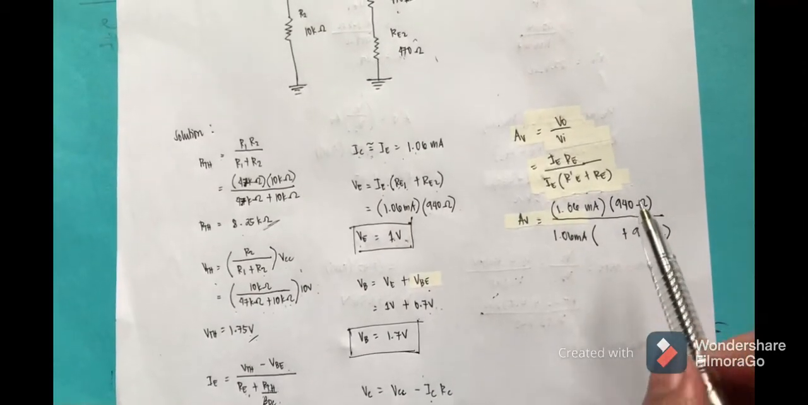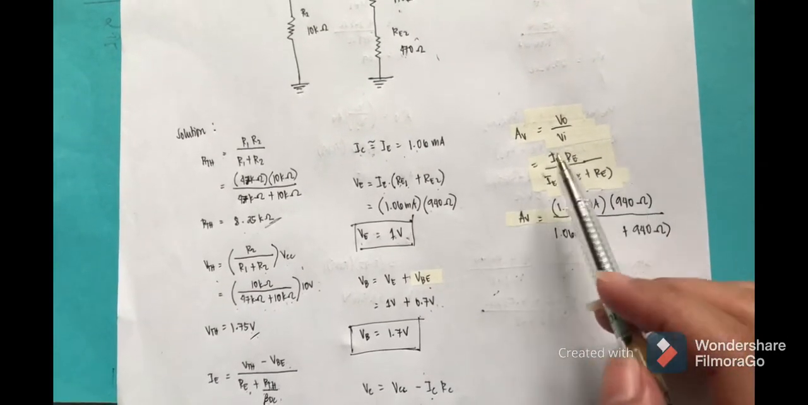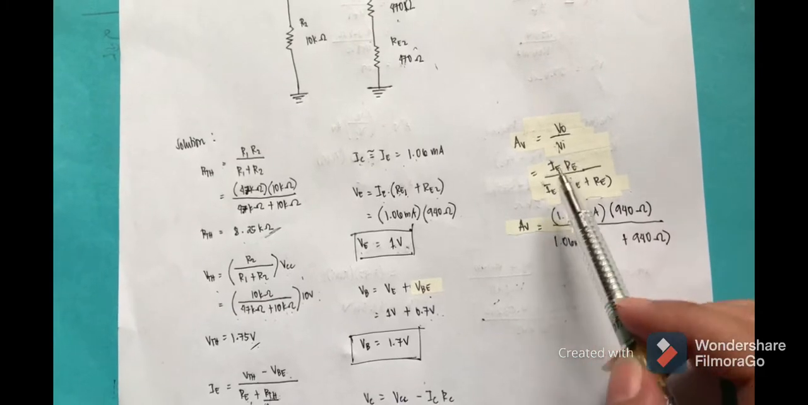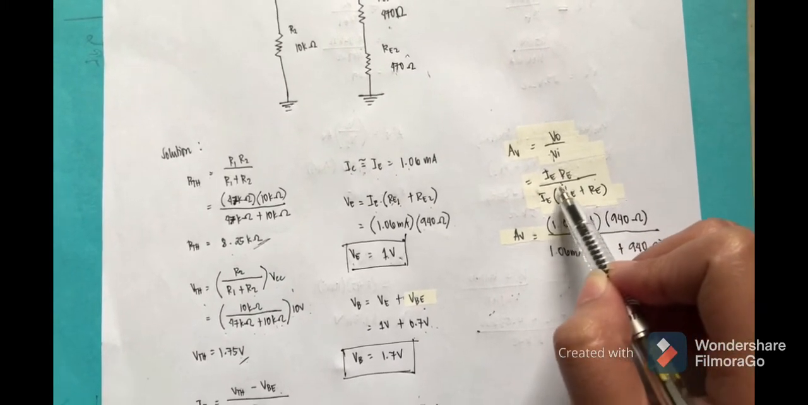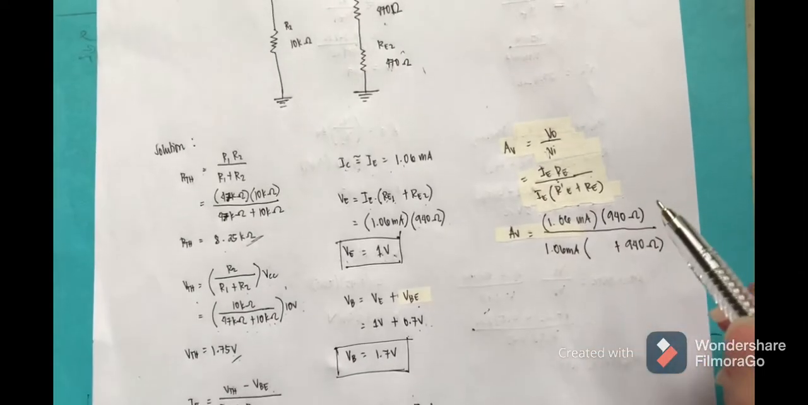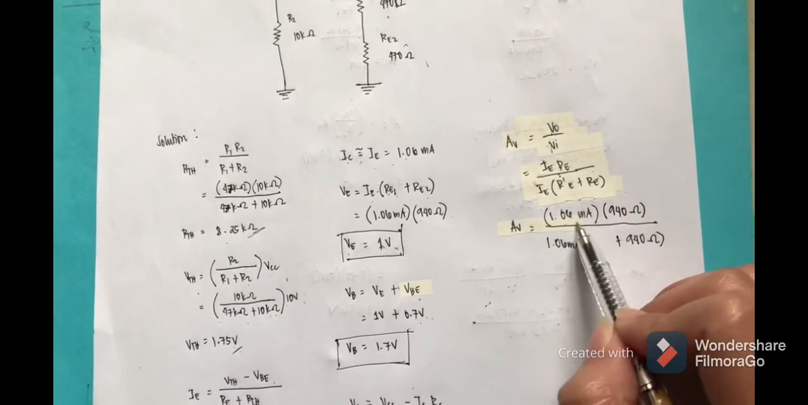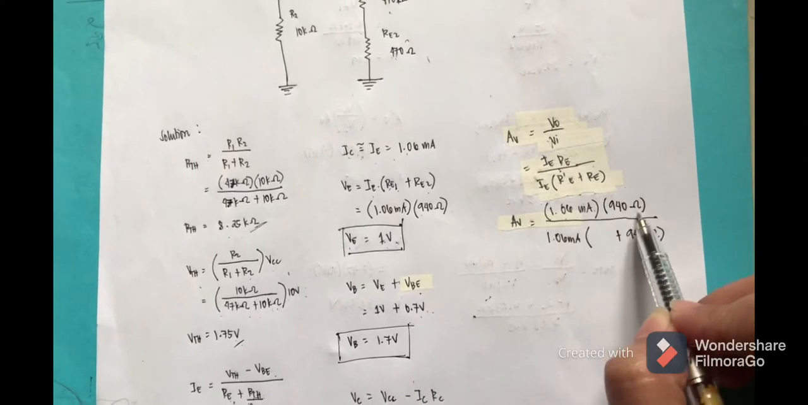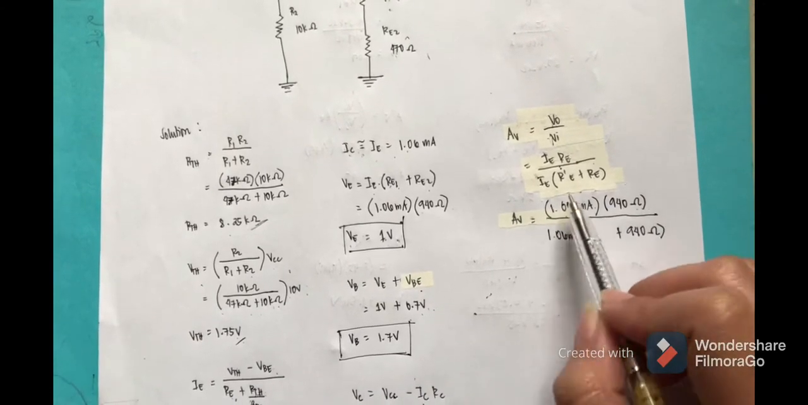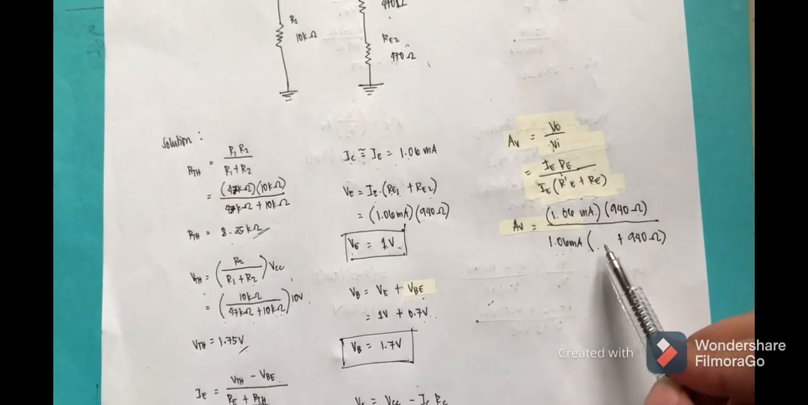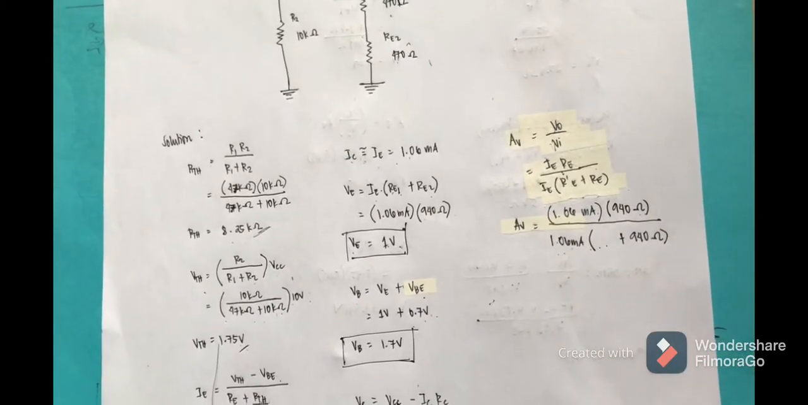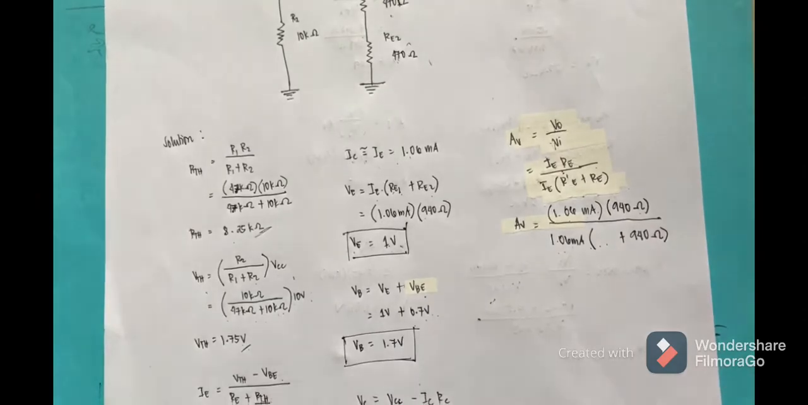Next is to find the overall voltage gain, which is VO over VI. So we all know that AV is equal to VO over VI. So the formula for this is IE multiplied by RE over IE multiplied by r'e plus RE. So IE is 1.06 mA, RE is 940 ohms, IE is 1.06 mA, but we didn't get the answer for r'e. So we are just going to leave it blank and we will solve it after we get the answer for the AC equivalent of the circuit.